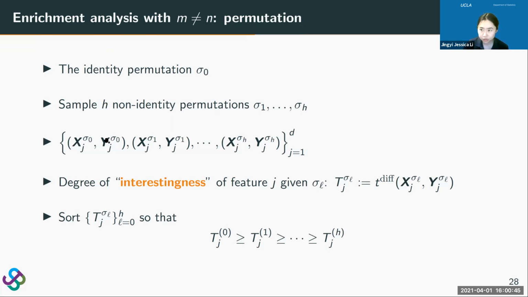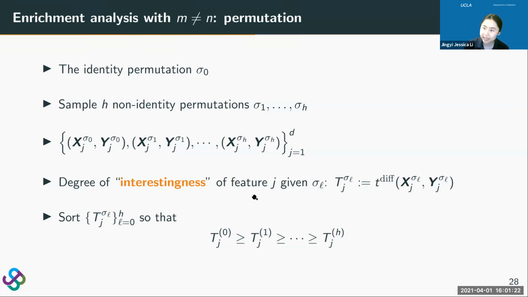For each feature, we need to define its degree of interestingness from each data set, identity or permuted. Here we just take the difference statistic as the degree of interestingness: the average of the x_j minus the average of the y_j. And with those interestingness statistics, the T_j from sigma_0 to sigma_H, we will sort them from the largest to the smallest. And this is the ordered statistics.